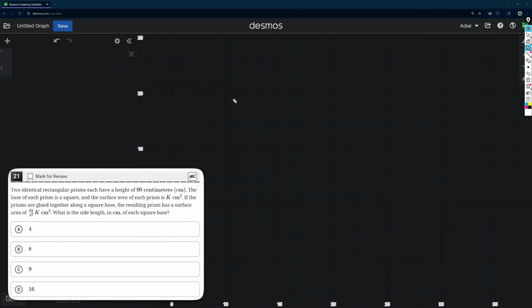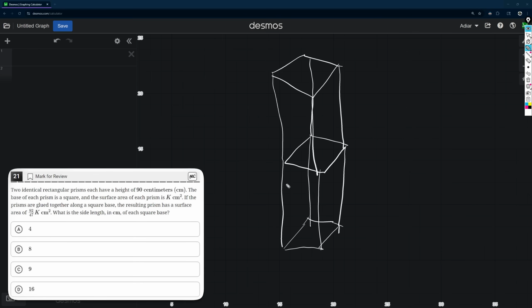Okay, so let's sort of draw this out. So they each have a height of 90. So this is 90 and this is 90. And the base of each prism is a square. The surface area of each... Okay, so we don't know the side length right here, so we can just call this S. And the surface area is 92 over 47. Okay, so looks like we're solving for K, and we also have an unknown S. So we have 2 unknowns, so we need 2 equations. This should be pretty easy to find as long as we know what we're looking for. So first thing it tells us is the surface area of one prism is K.